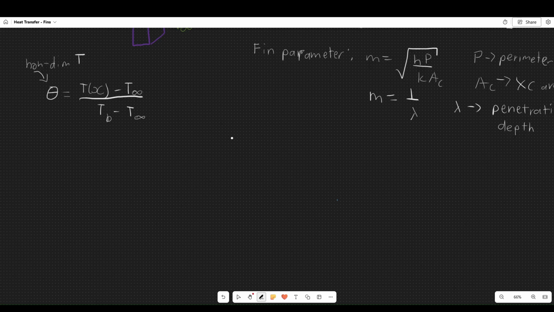And so we also need to non-dimensionalize our position, our x. So we're going to make a new variable called psi, and we're going to set that equal to x divided by L. And so basically dx equals L d psi.